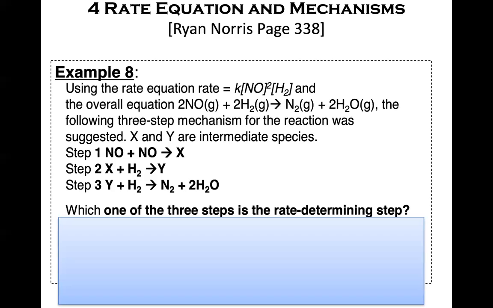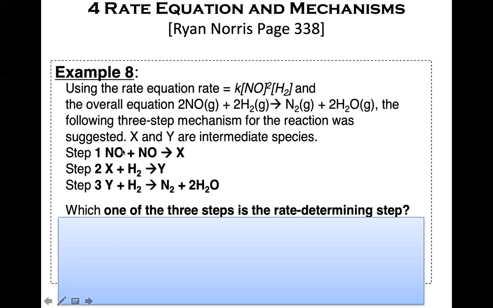Is it 2? Now I'm hearing more 2 than 1. Any more? No more. Okay, the answer is step 2.